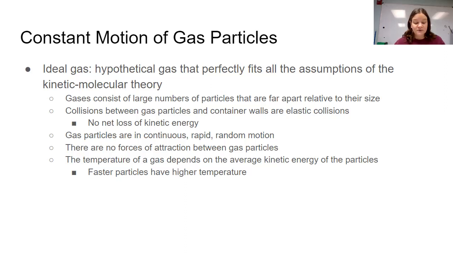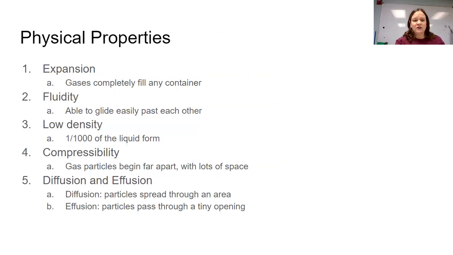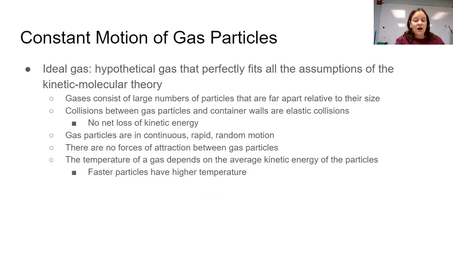Lighter gas particles tend to have higher speeds at the same temperature than a heavier particle because of the equation for kinetic energy. The kinetic energy of anything is related to its mass and its velocity, and the equation is given in your book. It's 1/2 mv squared. You don't have to know it. We're not going to calculate it, I don't think.